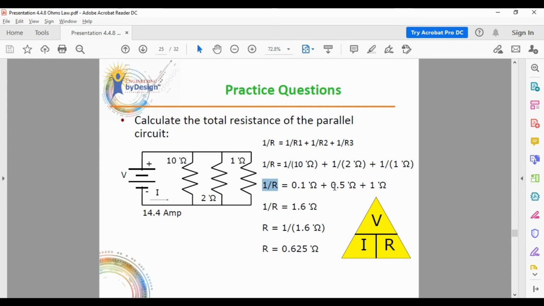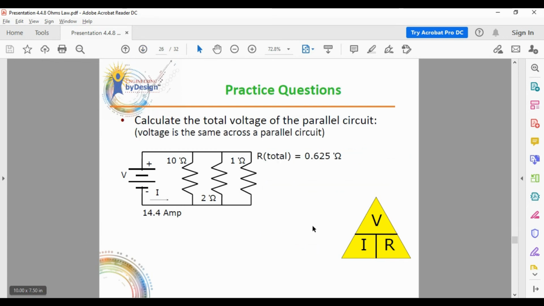So 1 over 10 is 0.1, 1 half is 0.5, and 1 is just 1. Add these together, you get 1.6. I know there's a very good chance that I'm going to get that as my answer from a lot of you, because you forget that this is 1 over R. All you have to do to convert this is take 1 and divide it by the number you get here. So this is just 1 divided by 1.6. You get that R is 0.625, which is 5/8 of an ohm. So that is the total resistance.